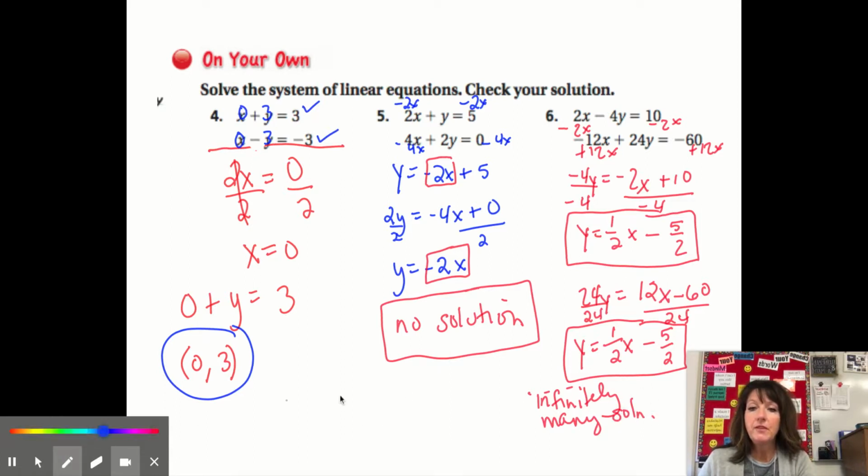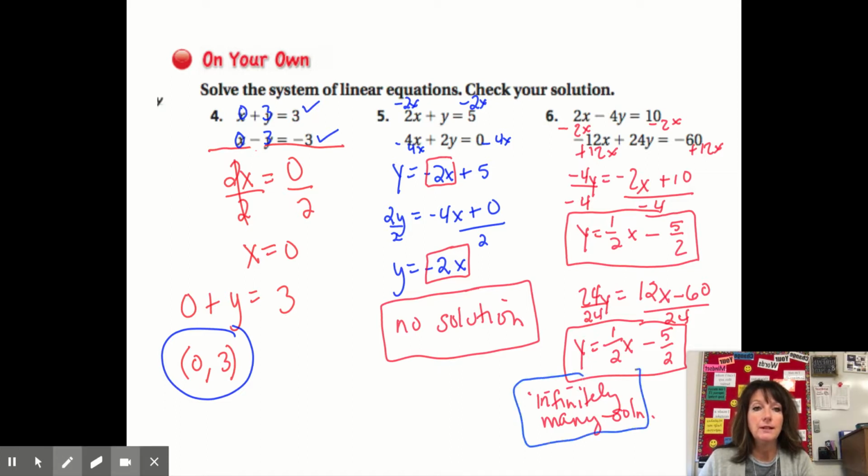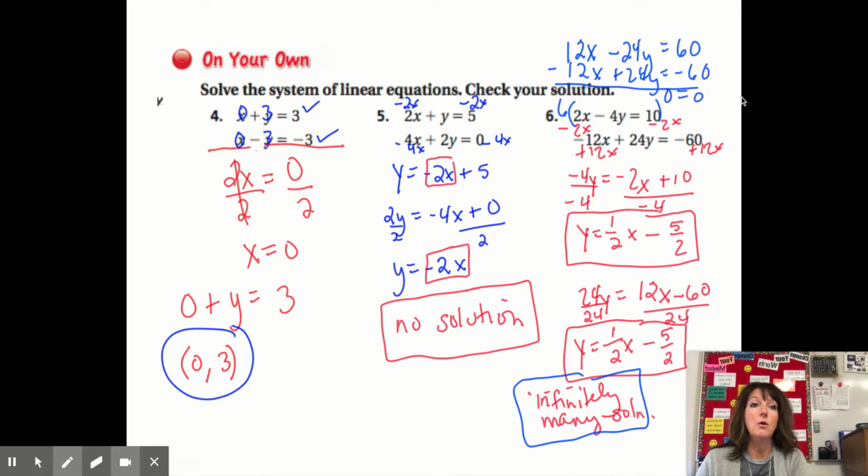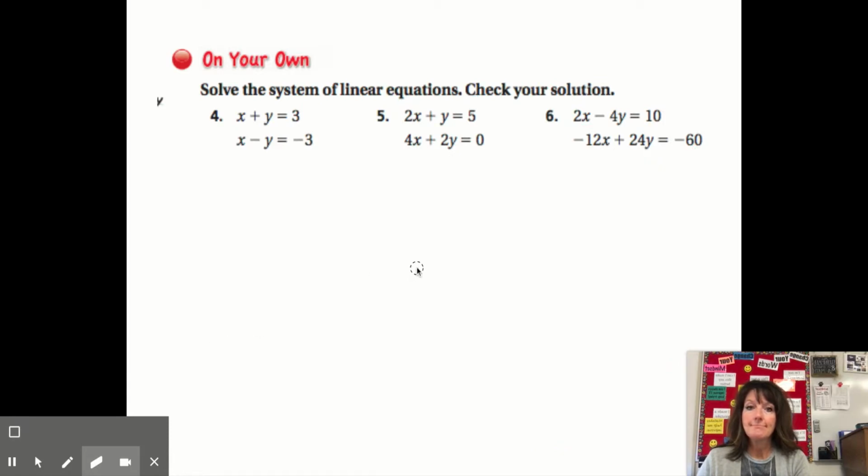Okay? The other thing is if we would have solved it, say, by multiplying the top one, let's try it this way, let's do it 2 different ways this time, by a 6. So I would rewrite this as 12x minus 24y is equal to 60, right? And then I'm combining that with this, and we get that situation where we get 0 is equal to 0, which is always true. And that's another way to know that we have infinitely many. Okay, that concludes our notes.